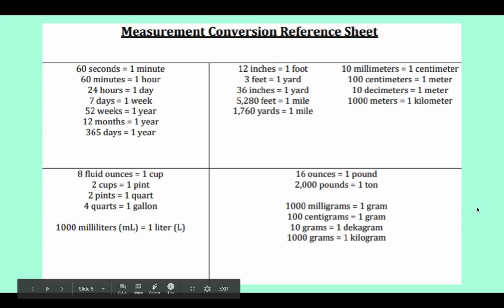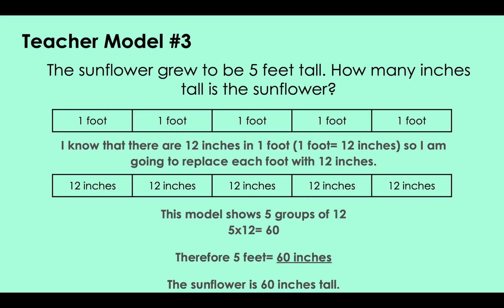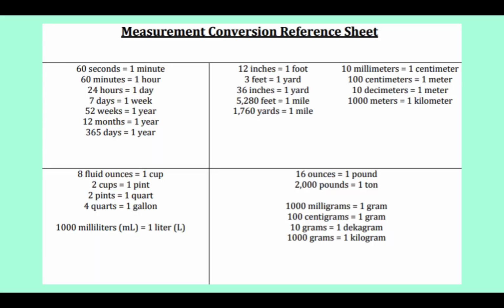This is your measurement conversion reference sheet that you will have available with you during the Unit 8 quiz. Teacher Model 3. The sunflower grew to be 5 feet tall. How many inches tall is the sunflower? So I made my bar model, which I can tell a lot of you are not doing because you have a lot of questions about conversions. But if you make this bar model, it's making it a lot easier for you. So I made my 5 feet in a bar model, and I know that there are 12 inches in 1 foot. I did not guess that. I looked at my conversion chart.